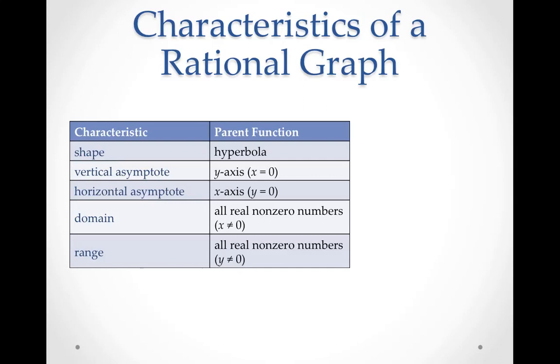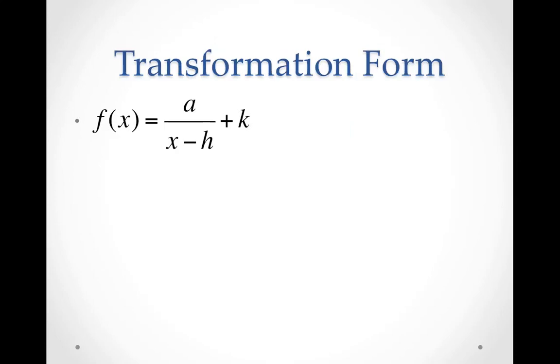Now, from that parent form, we can get the transformation form, where we include the a, h, and k values in order to move or reshape our graph. The function of a, h, and k is still the same as it has been in any other function that we've dealt with.